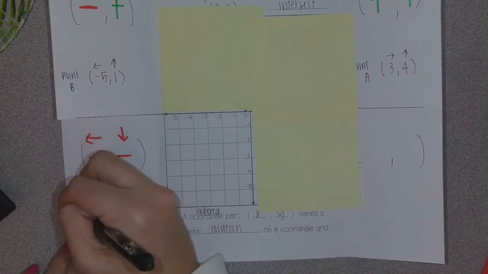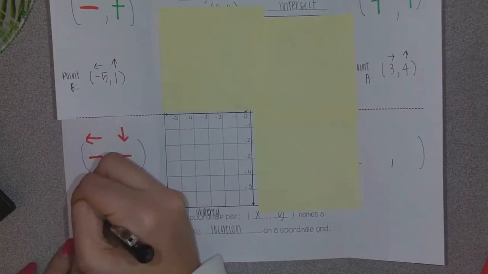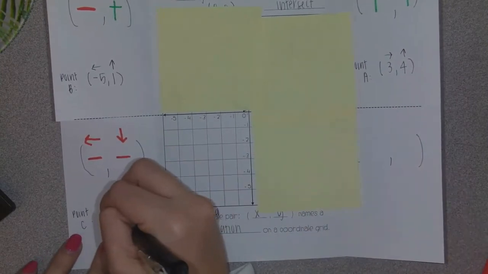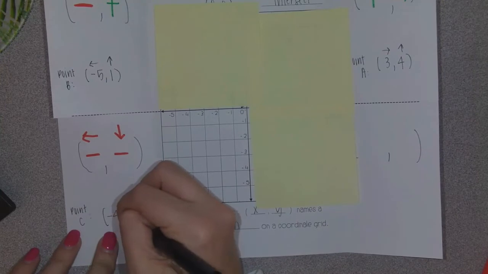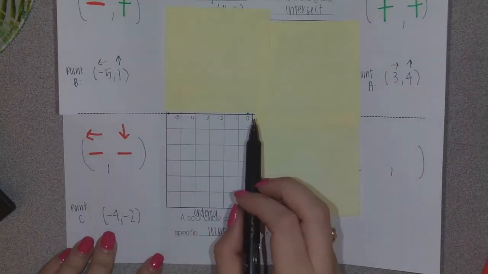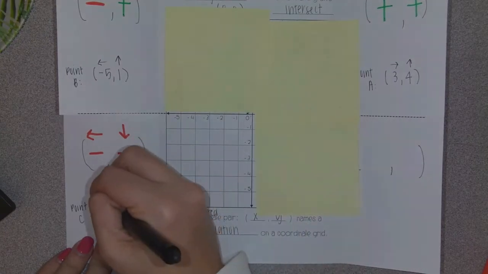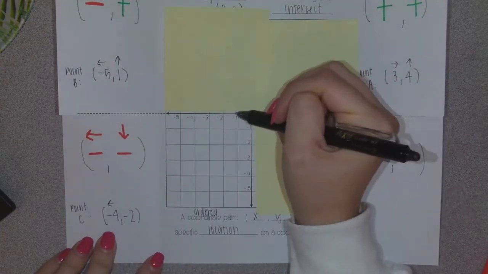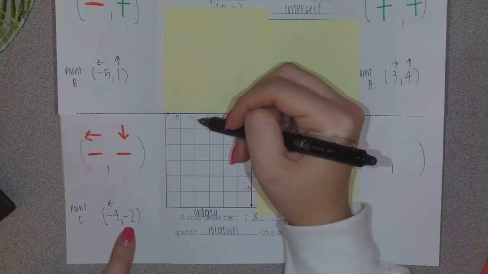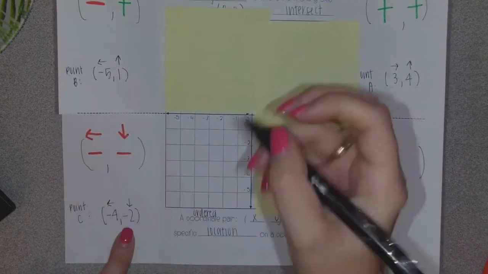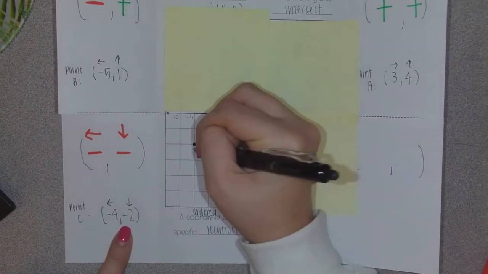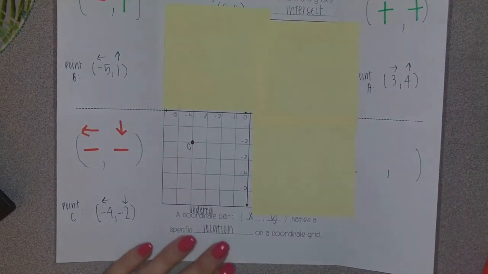So I'm going to call this point C. And I'm going to say point C lives at negative 4, negative 2. So again, when I see that negative 4, that tells me I need to start at my origin, and I'm going to move to the left 4 spaces. So 1, 2, 3, 4. Then from that x coordinate, since it's negative 2, I'm going to move down 2 spaces. So 1, 2. I'm going to put a dot on there. I'm going to call it C.